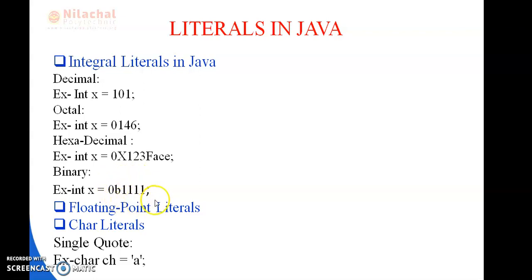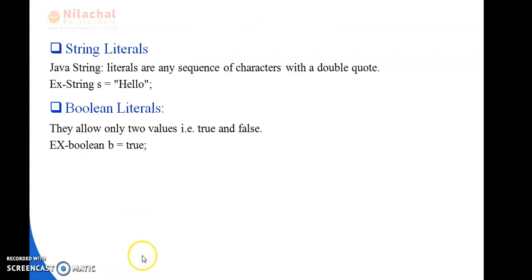In floating point, it is declared as 0.24 or 2.53, in decimal point form. For character literals, always remember that the character should be within single quotes, that is, char ch equals 'a'. Then comes the string literal. String literals are sequences of characters within double quotes, for example, String s equals "hello". Remember, character declaration uses single quotes, but string declaration uses double quotes.